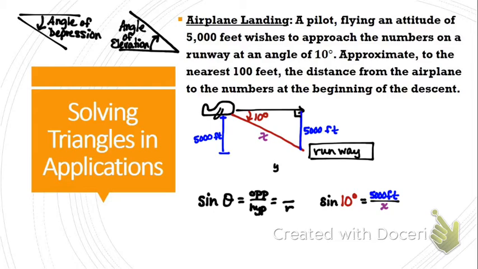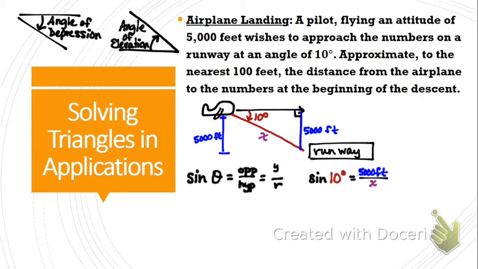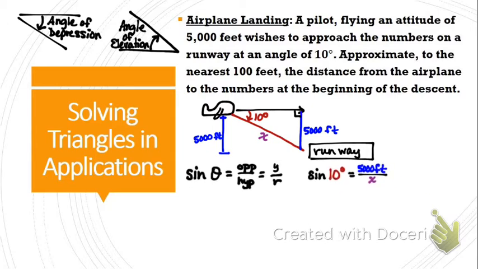Sorry, one more time. I just didn't hear you. You multiply by the x to move it over to the left side, and then you divide by sine. Yes. We're going to multiply both sides by x. That'll cancel out there, so I'm going to have x times the sine of 10 degrees equals 5,000 feet. Divide both sides by sine of 10 degrees.